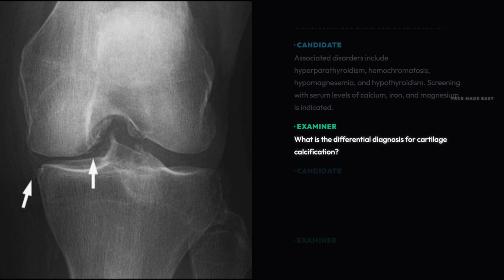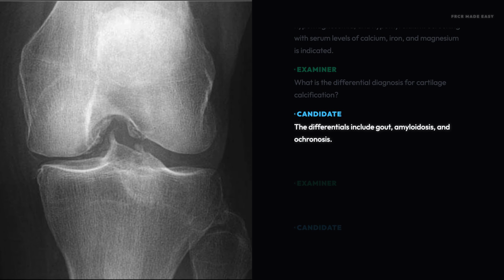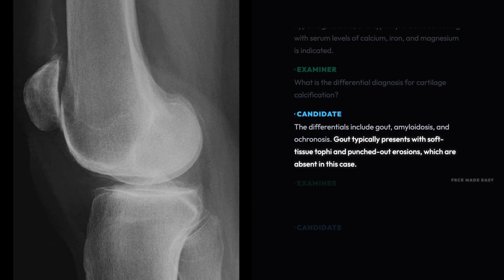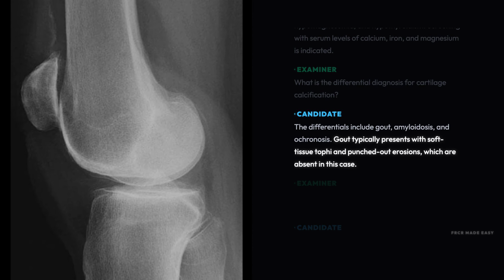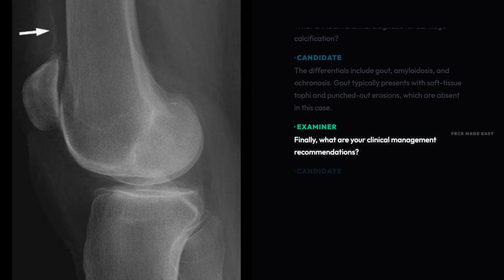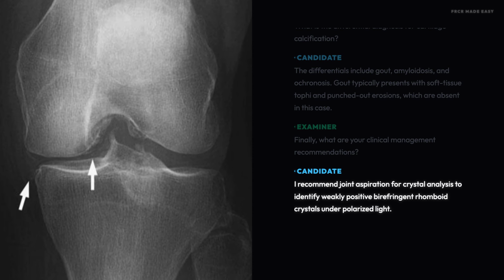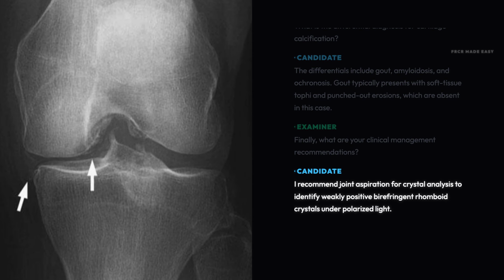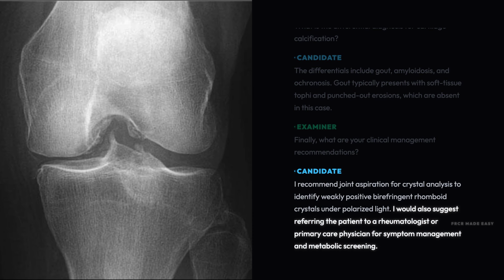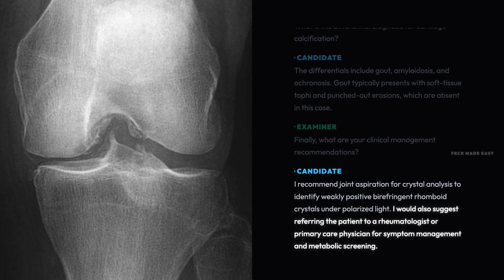What is the differential diagnosis for cartilage calcification? The differentials include gout, amyloidosis, and ochronosis. Gout typically presents with soft tissue tophi and punched-out erosions, which are absent in this case. Finally, what are your clinical management recommendations? I recommend joint aspiration for crystal analysis to identify weakly positive birefringent rhomboid crystals under polarized light. I would also suggest referring the patient to a rheumatologist or primary care physician for symptom management and metabolic screening.